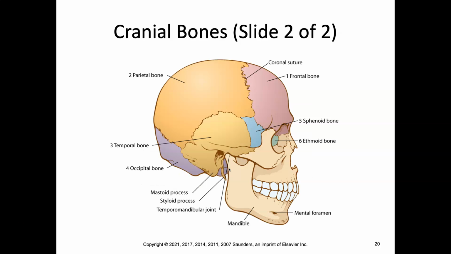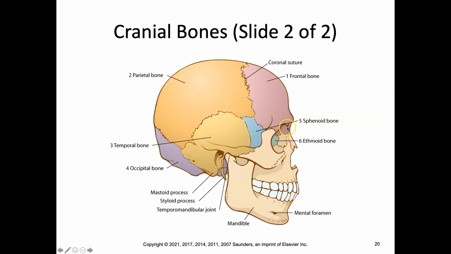Another view from the side, and you can see again the different bones, and you can see the sutures that are between the bones. Those sutures are actually immovable joints. I think we'll talk about that a little bit later, but you can see those. You have some processes down here, a mastoid process and a styloid process. That's where muscles, tendons, and ligaments will hook up to keep things attached.